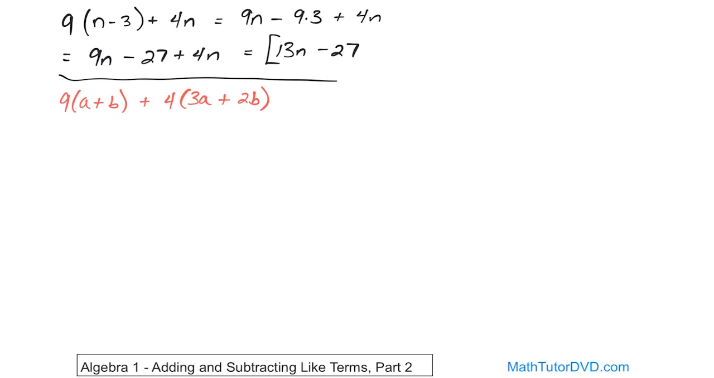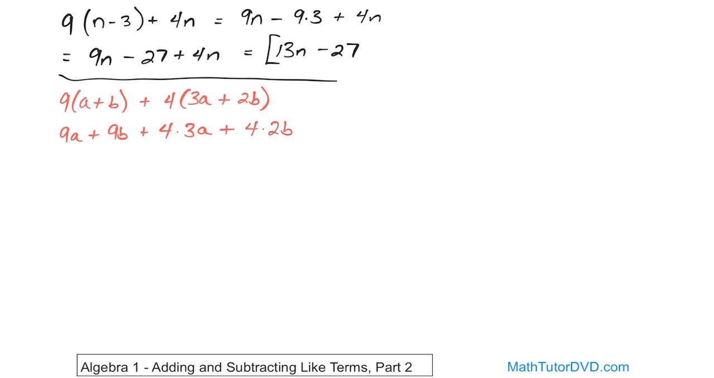So let's go ahead and do that. 9 distributed is going to give you 9 times a, which is 9a, plus 9 times b is 9b. And this comes straight from multiplying these in like that. So you're using that distributive property. Now, the plus sign here, now we have to work on the 4 being multiplied here and here. So the 4 times the 3a, I'm going to write it right now as 4 times 3a. The plus sign comes from inside here, comes down, and then you'll have 4 times 2b.